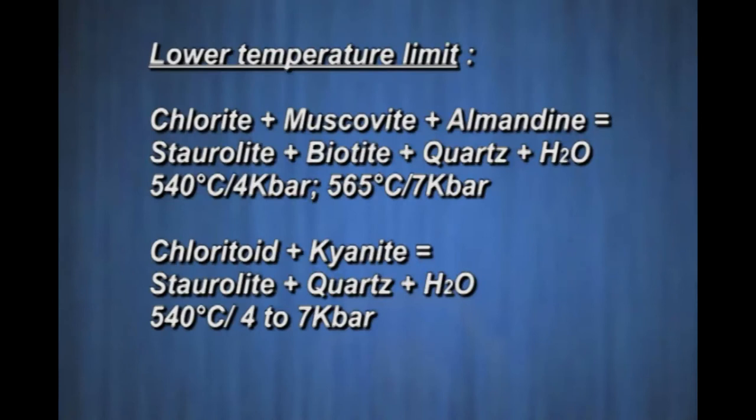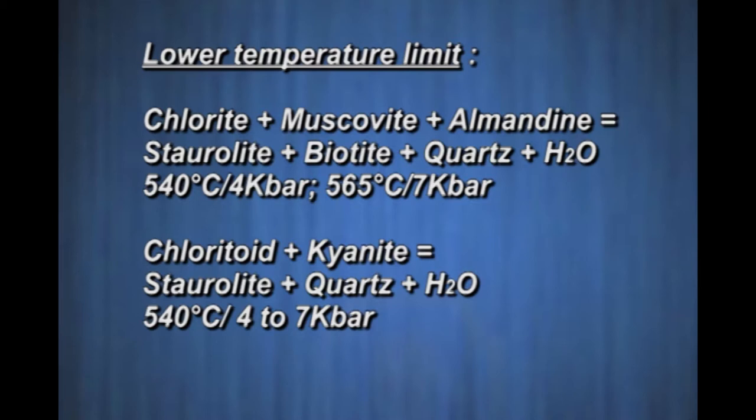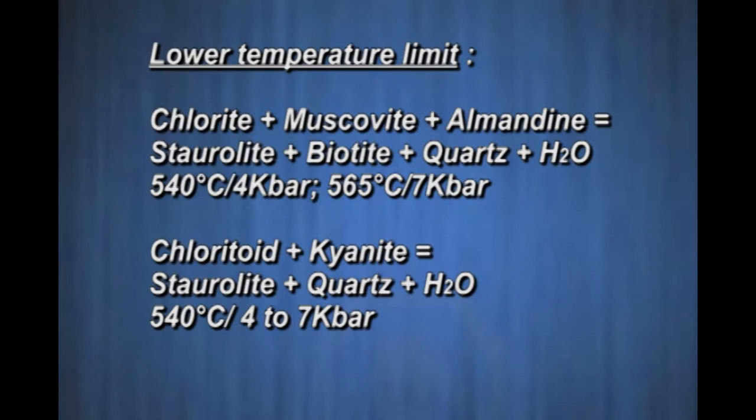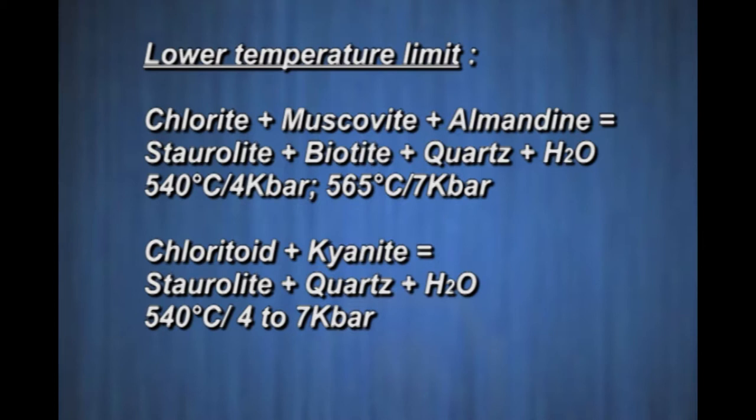Lower temperature limit. The appearance of staurolite is one of the most reliable indicators of the beginning of the amphibolite facies. Staurolite is formed by the following reaction: chlorite plus muscovite plus almandine garnet give rise to staurolite plus biotite plus quartz plus water. In fact, these reactions are bivalent reactions. If staurolite changes towards chlorite, that indicates retrograde metamorphism or a retrograde reaction, and similarly if chlorite changes towards staurolite, or formation of staurolite, it indicates a prograde reaction, which occurs at 540 degrees centigrade, 4 kilobar, and 565 degrees centigrade, 7 kilobar, carried out by Hoschek 1969.